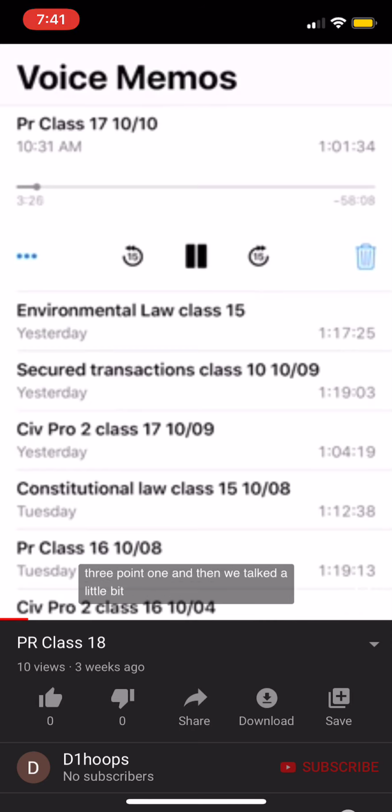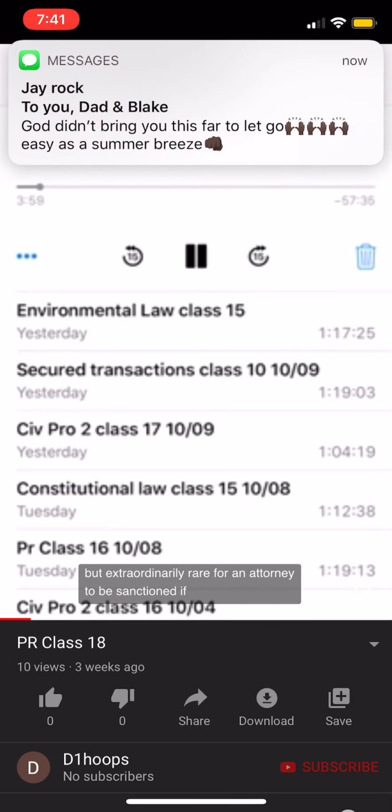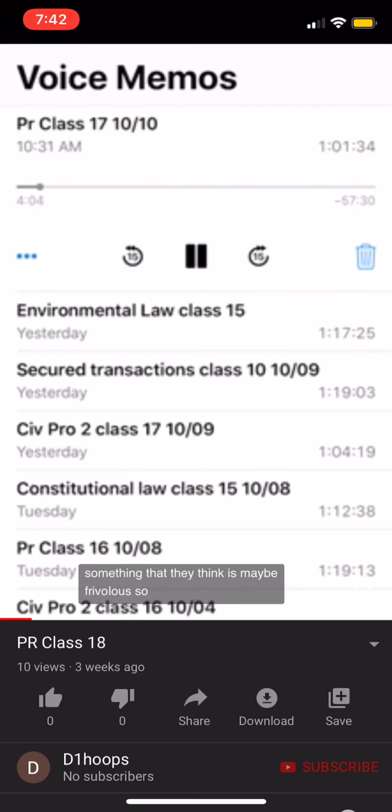We did 3.1, and then we talked a little bit about civil procedure Rule 11 in the text. We noted that Rule 11 involves sanctions that a judge can impose, and there's a safe harbor provision in Rule 11. You can have monetary sanctions for frivolous claims. 3.1 deals basically with bar disciplinary claims. There's no safe harbor in 3.1, but it's extraordinarily rare for an attorney to be sanctioned if they withdraw something that they think is maybe frivolous. So that's what the text said.